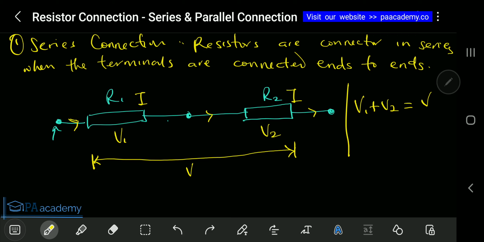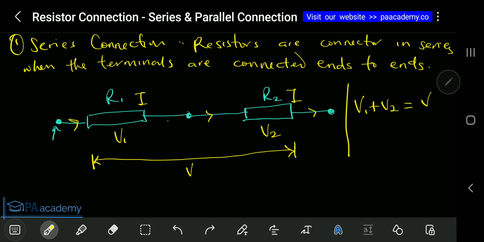So now let's use this analysis to calculate the equivalent or total resistance of these two resistors when they are connected in series. All right, so from Ohm's law, we know that V is equal to IR. Are we good?